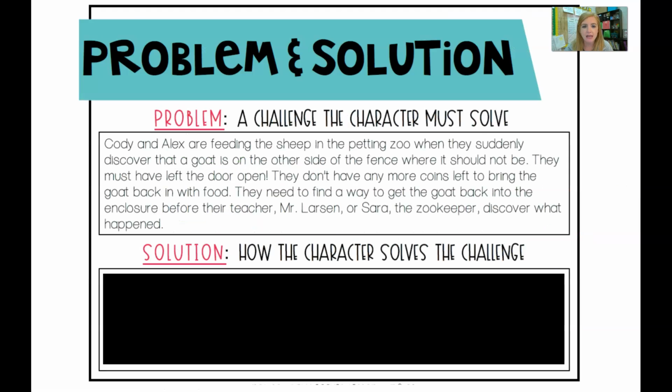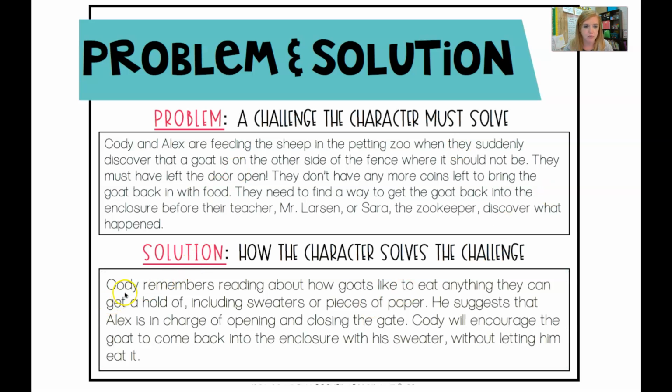What we're going to do today is add or plan a solution to our problem. So remember, my character's problem in my story was that they're at the petting zoo, Cody and Alex. They're feeding the goats. They accidentally noticed that a goat got on the other side of the fence when they entered in. Their problem is to figure out a way to get the goat back in the pen without their teacher seeing them or the zookeeper seeing them. So my solution that I want to plan for my story is, how are Alex and Cody going to solve this challenge?